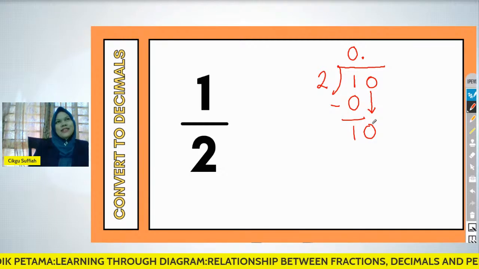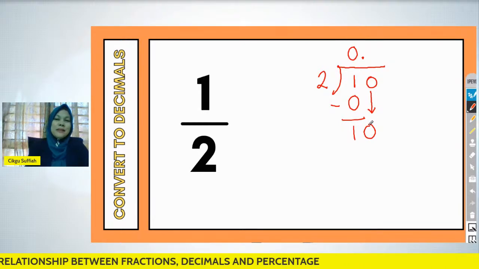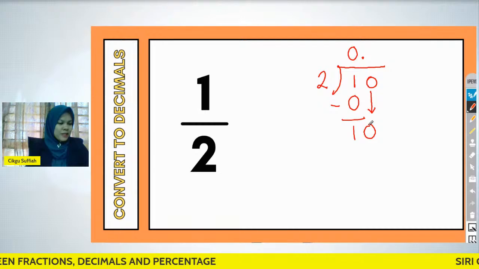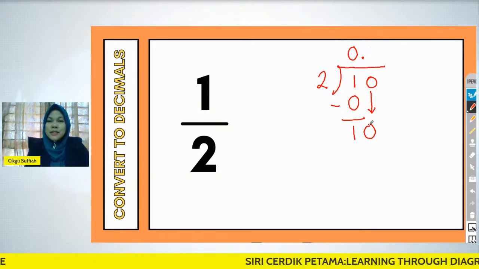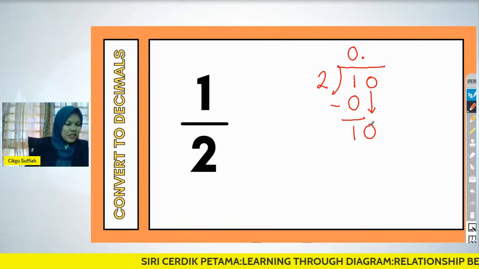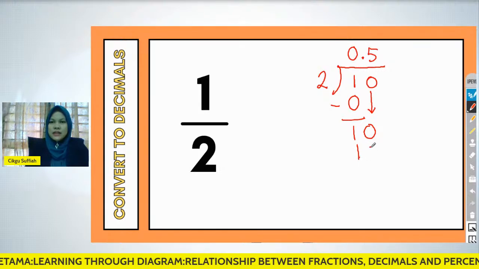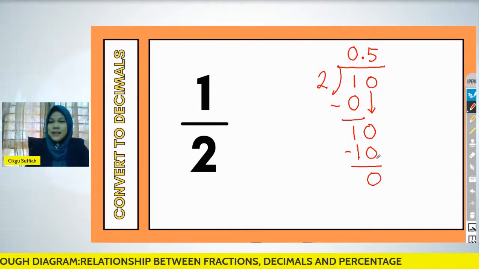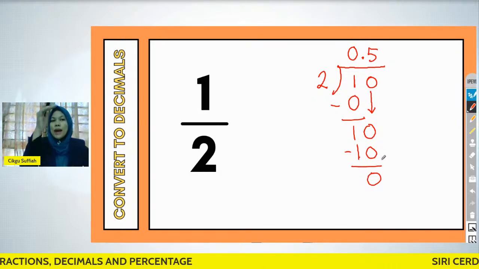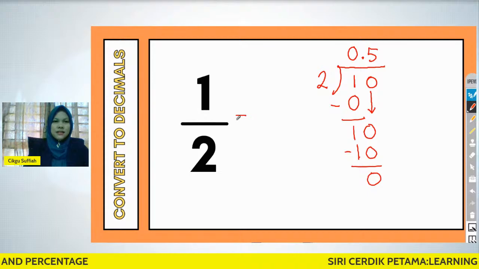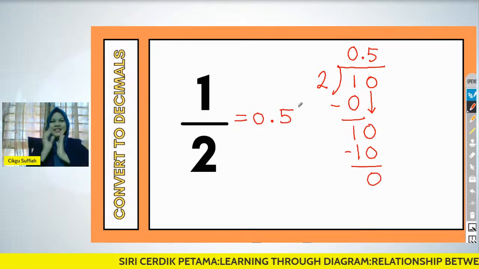Now, 2 times what number equals 10? In your times table, is there any 2 times a number equal 10? Yes, Aisha. Thank you, Brian. 2 times 5. Now, look. 2 times 5 equals 10. Is there any more remainder here? No more remainder. So, meaning 1 over 2 is equal to 0.5. See?